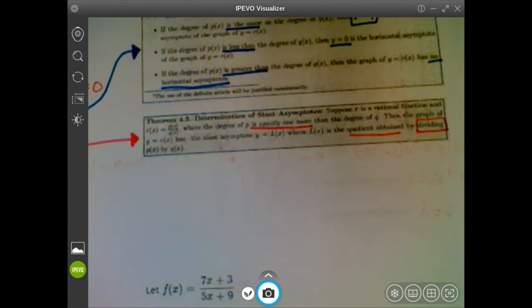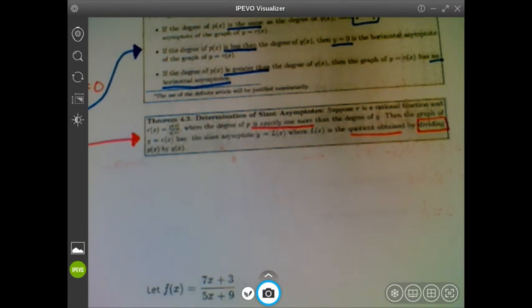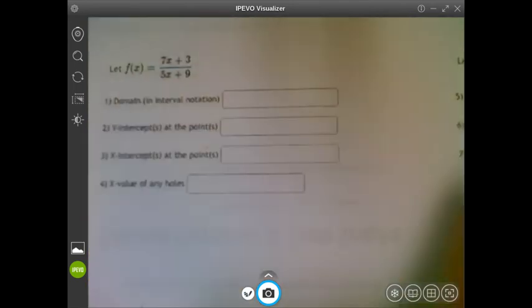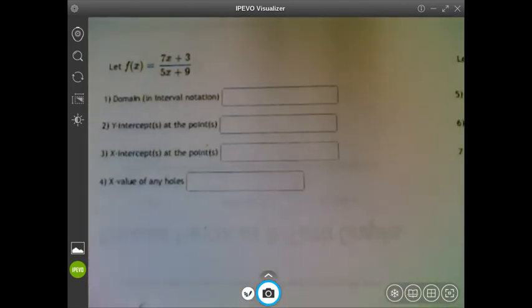I have 3 examples of how to find everything. All right, so here is the first one, and this carries over. If you notice, it goes 5, 6, 7. So these are the same rational functions, and we're going to find all 7 pieces for this.